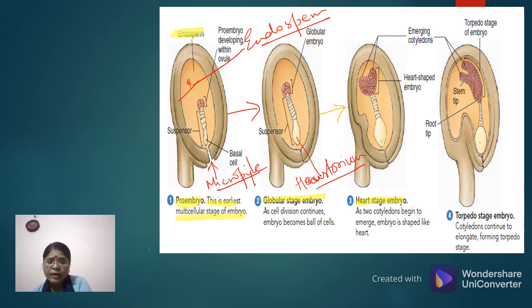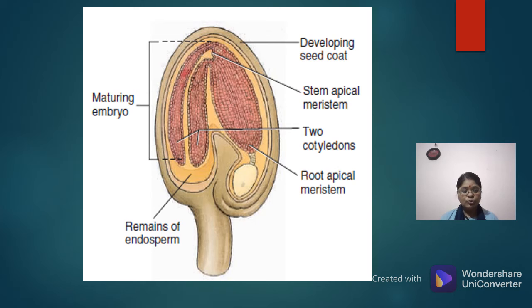And further you get what? You will see the stage called the torpedo stage. The stage is called the torpedo stage because you can see here that the cotyledons start to be formed, and slowly you will see that the endosperm will get used up. I'm showing you this diagram, just look at it. You can see here the endosperm is decreasing, isn't it? Endosperm is decreasing because it is getting used up as the embryo is growing.